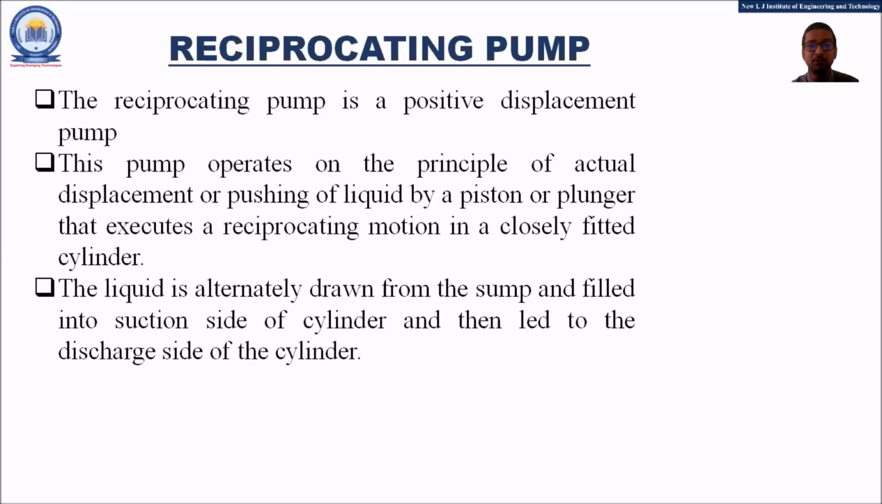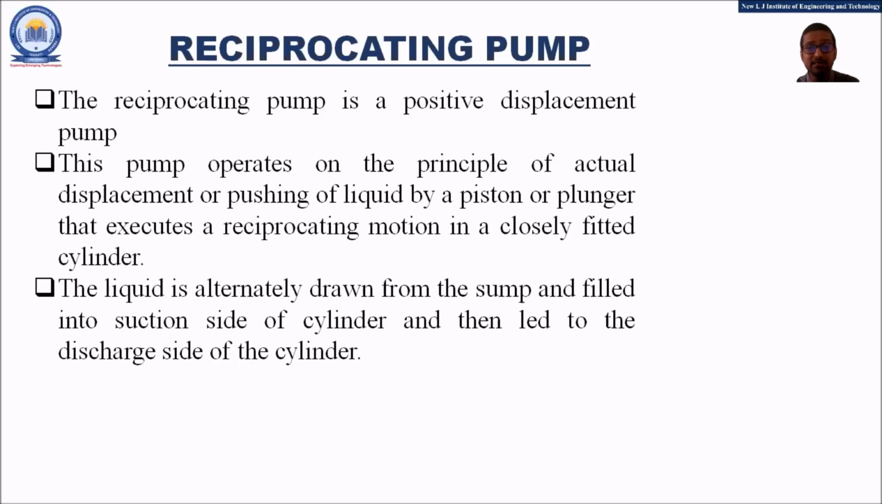In this type of the pump, the liquid is alternately drawn from the sump or can be considered as the suction tank, and the liquid is filled into the suction side of the cylinder. Then further the liquid is passed on to the discharge side of the cylinder, and finally it is removed from the pump. So this is the simple basic understanding related to the reciprocating pump.